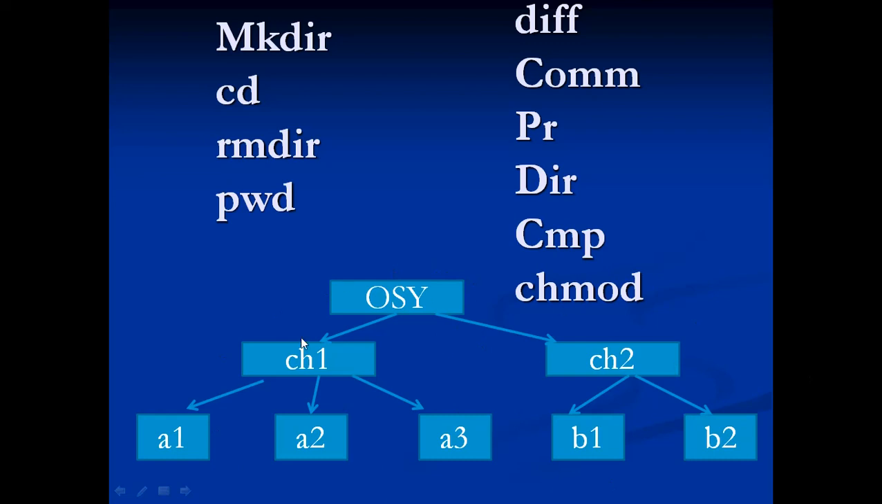See this hierarchy, that is the osy folder. Main folder is the osy folder. In that folder we will create these two folders, that is ch1 and ch2. Then ch1 folder again contains a1, a2 and a3 folders, and ch2 contains b1 and b2 folders. We will create this directory hierarchy in a Linux operating system.